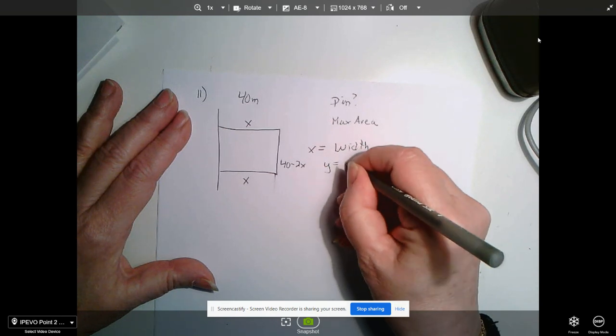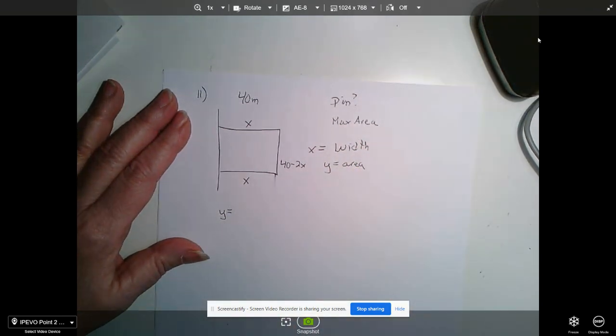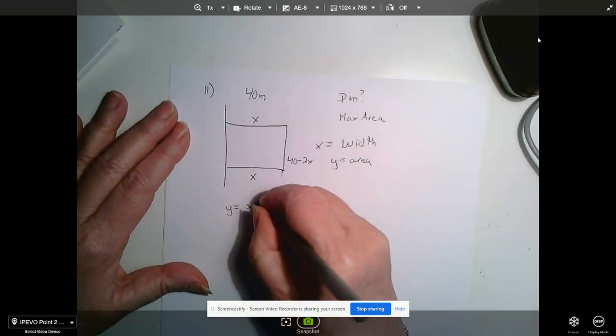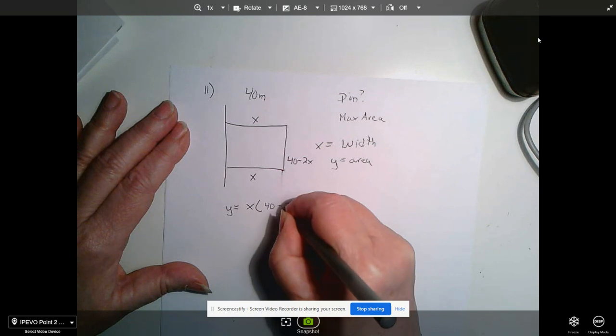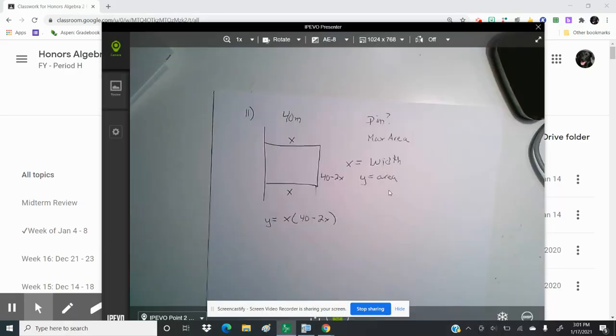I'm going to set y equal to area. So the equation I have to write will be for area. Well, area is length times width. So my equation will be y = x times (40 minus 2x). And now at this point, I have a choice. What I need to find is the vertex. So I can multiply this out and do it algebraically, or I can go to my calculator. I think it would be easier for me to go to the calculator.